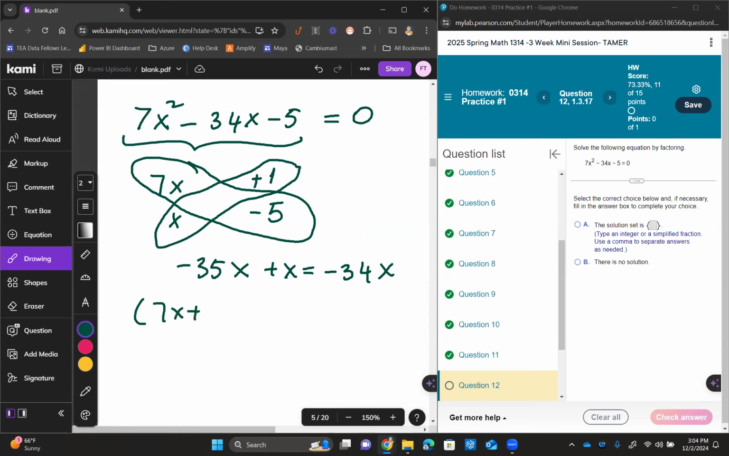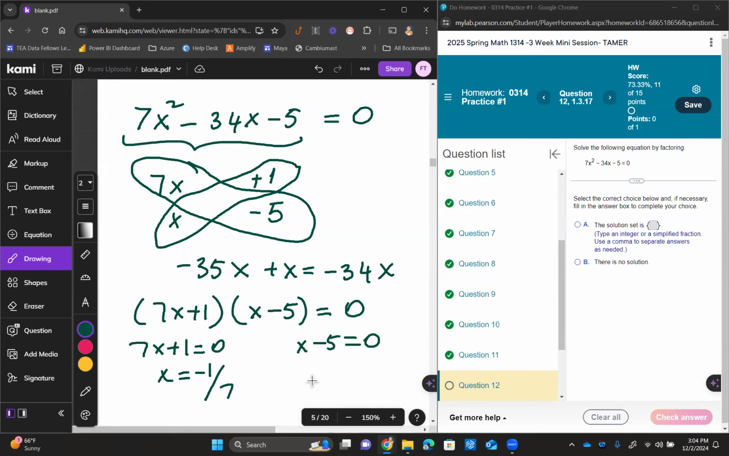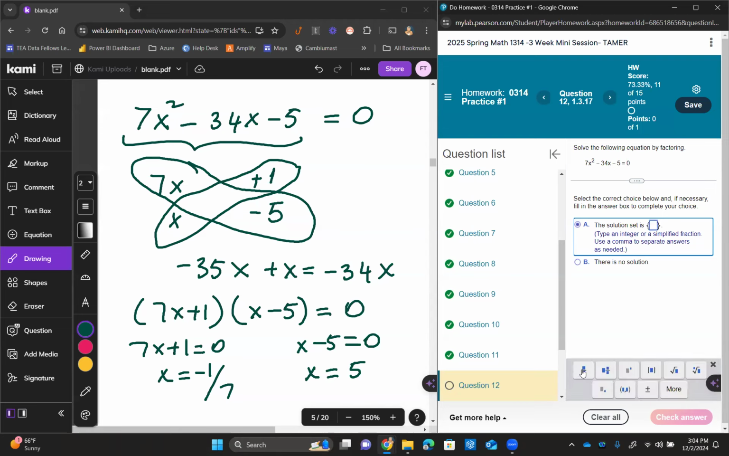7x plus 1 is the first factor I'm looking for. x minus 5 is the second factor I'm looking for, and this is set to 0. Now, to solve for x, each one individually will be set to 0, and we're going to solve for x. x minus 5 will be set to 0, so x will be isolated as positive 5. So this question has two solutions. One solution is negative 1/7.